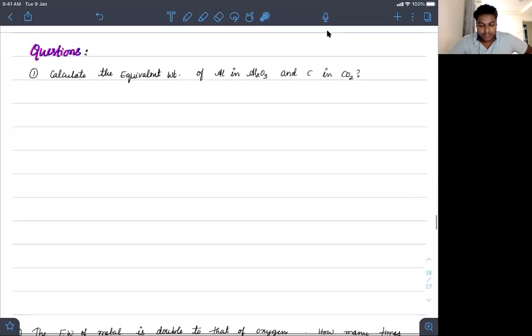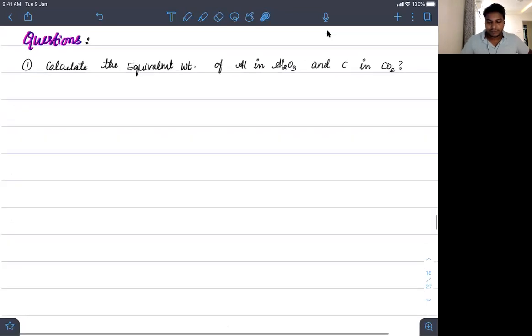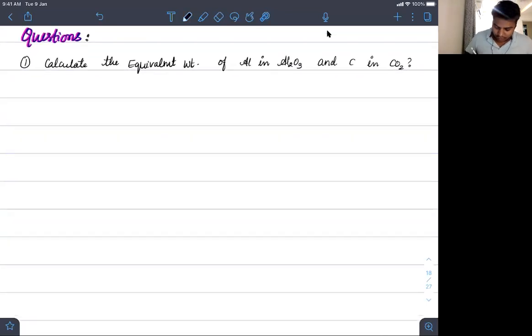Now let us come to the question. We have to calculate the equivalent weight of aluminium in Al2O3 and carbon in CO2. So how do we do that? I'll show you one of them, so the rest you can do. Think like aluminium, Al plus O2, is trying to make some AlxOy. Although we know what this is, still imagine we don't know what oxide it is forming.